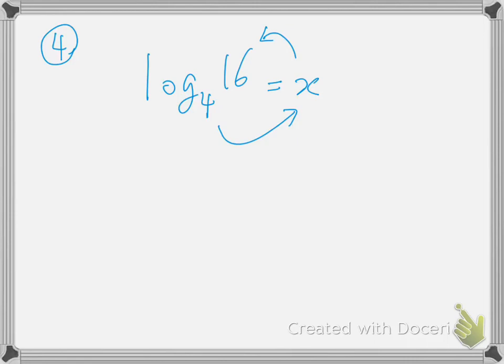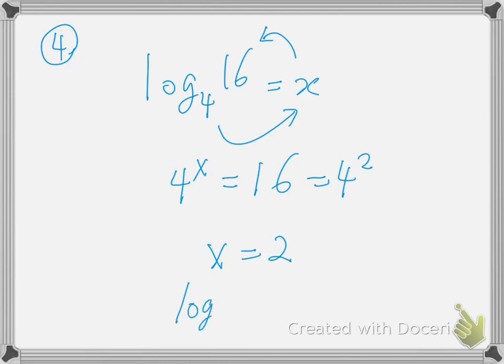Okay, so now let's go to the problem 4 here. We want to evaluate log 4 of 16. So first we assume the answer is x, and then we use the counterclockwise direction. So the corresponding exponential form is 4 to the x is 16. So 16 is 4 squared. So x is number 2. Then we got the solution. Log 4 of 16 is 2.